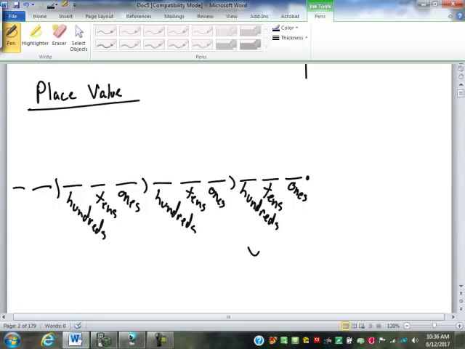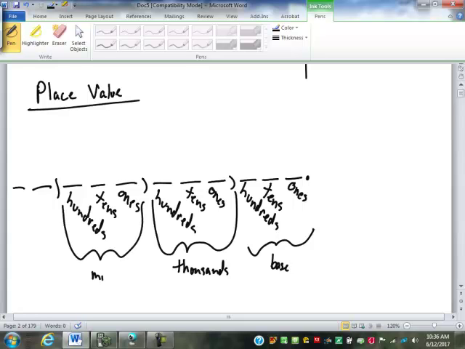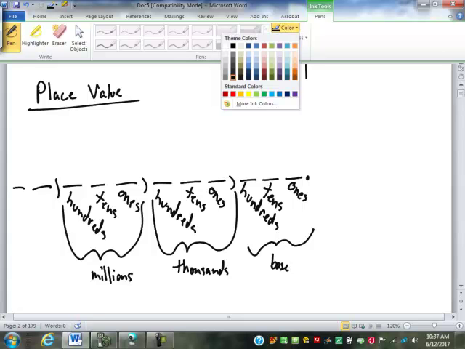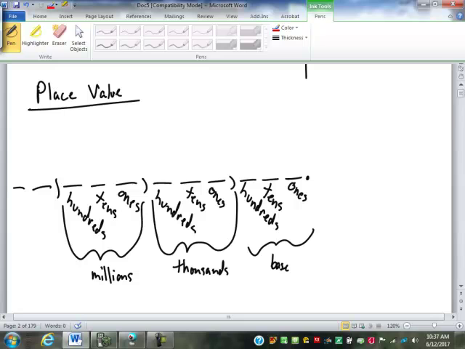Now this first group here is called a base group. So it is just the ones, tens, and hundreds. This next group is called the thousands group. And then we have the millions group. And then the billions and the trillions and so on. When we name a place value, we name its place value and its group. So this is just the tens place. This is the 10,000s place. The 10 millions place.